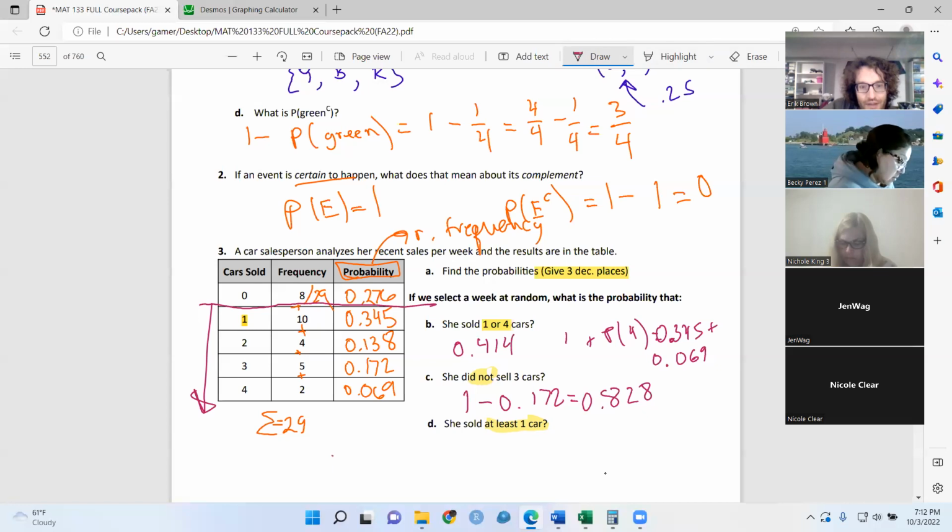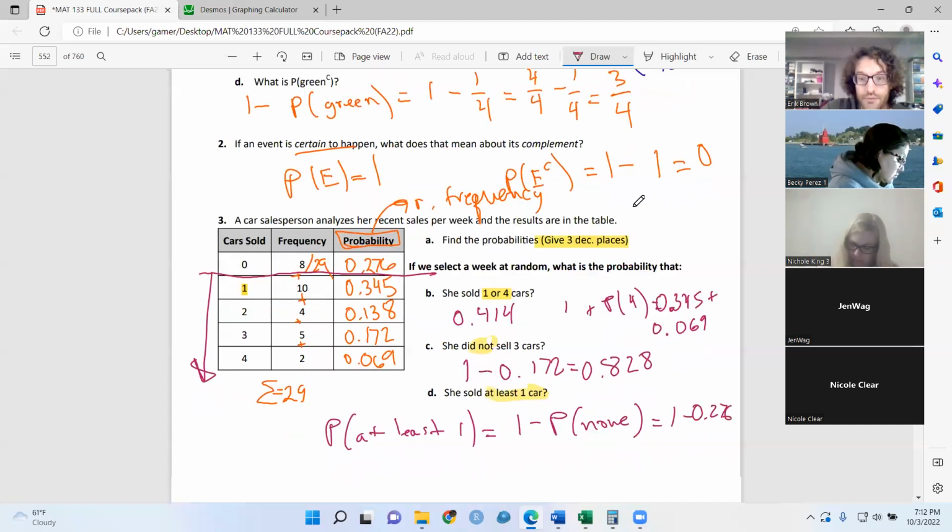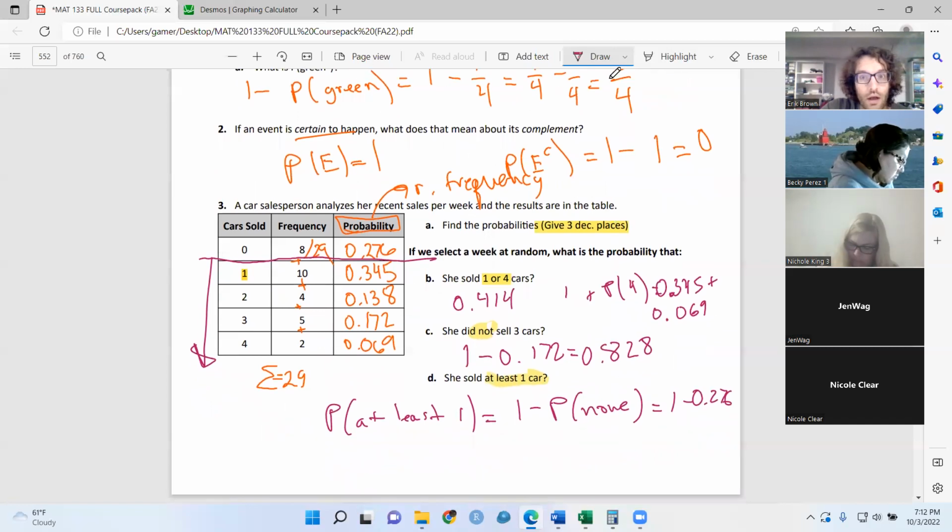Wait, this is where what? That formula, the probability of at least 1 is the same thing as 1 minus the probability of none, because at least 1, its complement is 0. So that's 1 minus 0.276. Again, if you'd rather add up the 4, that's fine, no worries. Okay, now I'm lost.